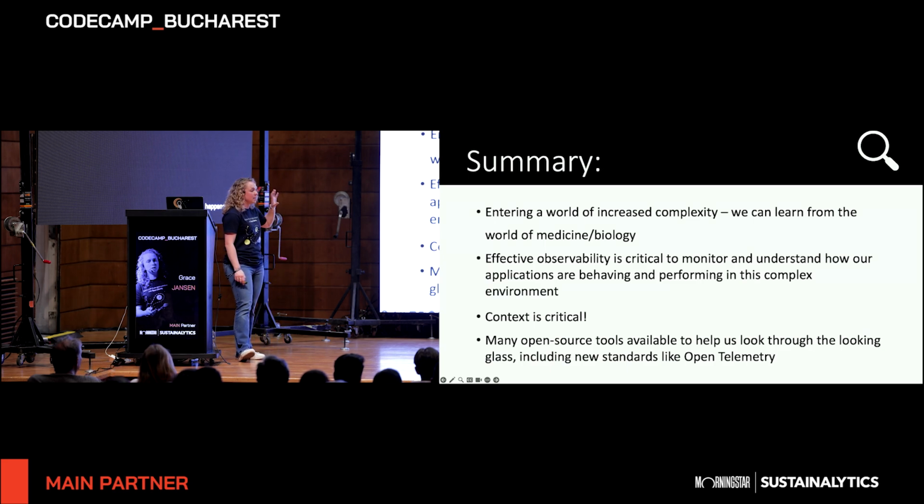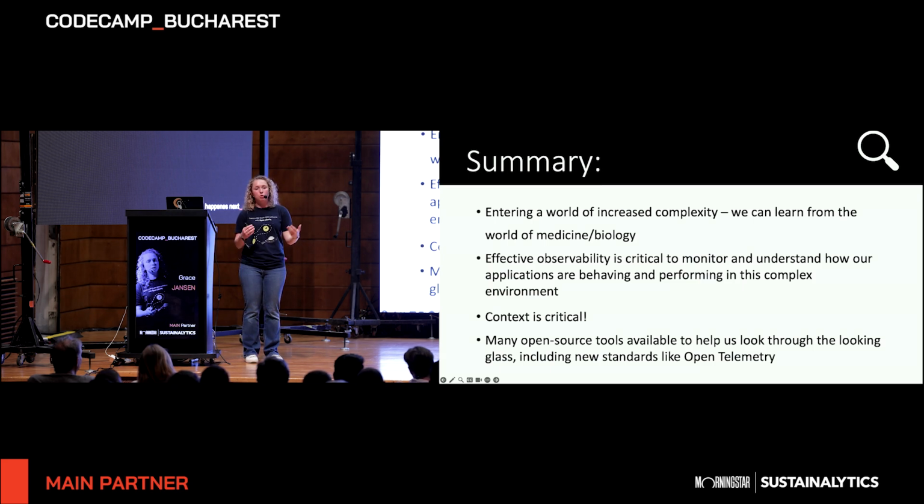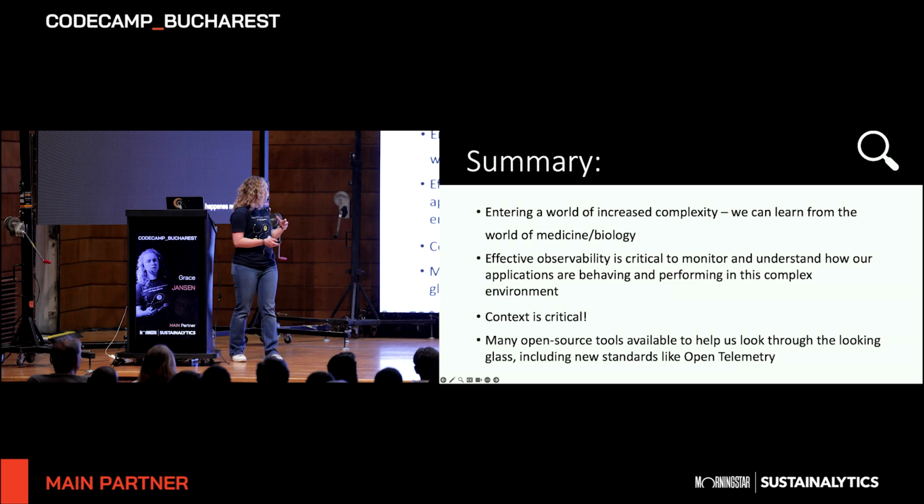Effective observability is critical to that, to enable us to actually understand what's going on in this complicated environment so that we can more effectively debug our applications and make them better in our production environments. To do this, context is critical. We can't just be using logging and metrics. We've got to be looking at things like tracing as well to be able to gain that all-important context. But the nice thing is, there's no excuse, because there are open source tools available.